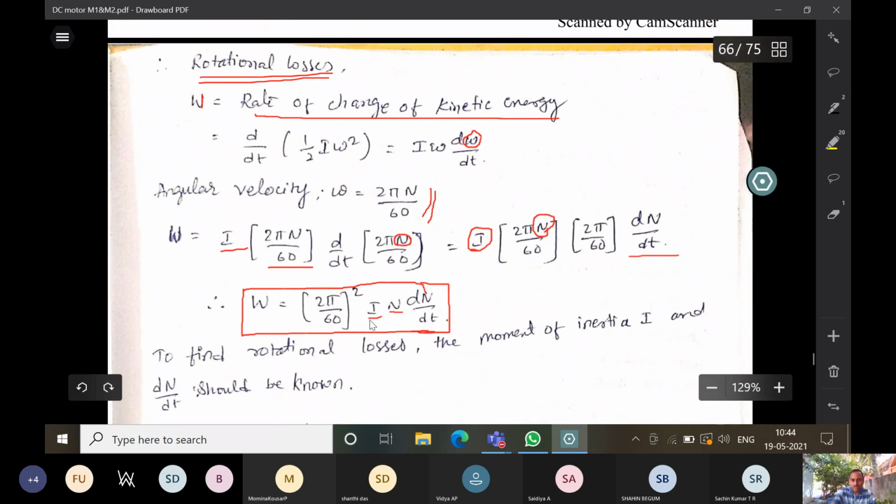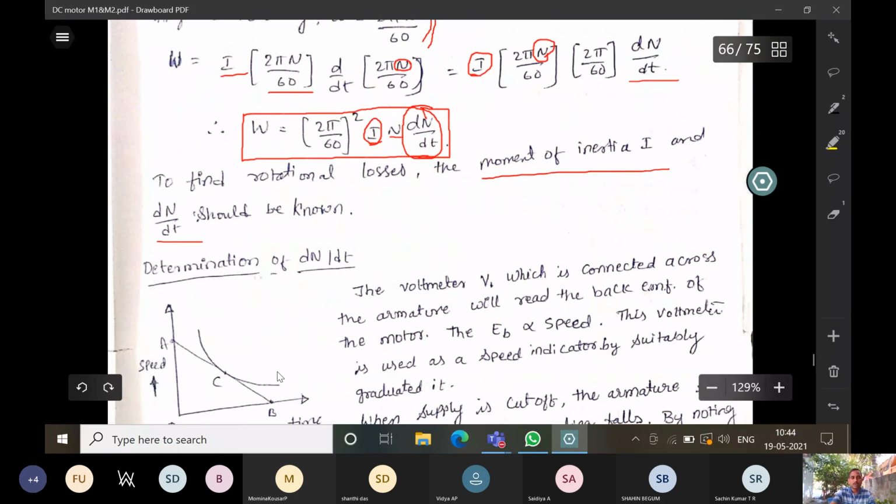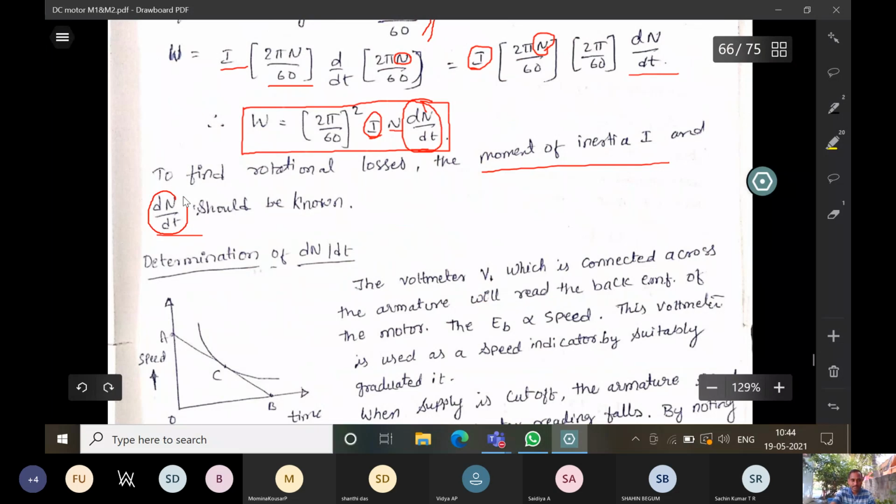So what are the requirements to find the rotational losses? The moment of inertia I should be known, and dN by dt should be known, the change in speed. If you know N, then you can find dN by dt. So these are the quantities required for the rotational losses: one is the moment of inertia and another one is dN by dt. So how to find out dN by dt? Determination of dN by dt.